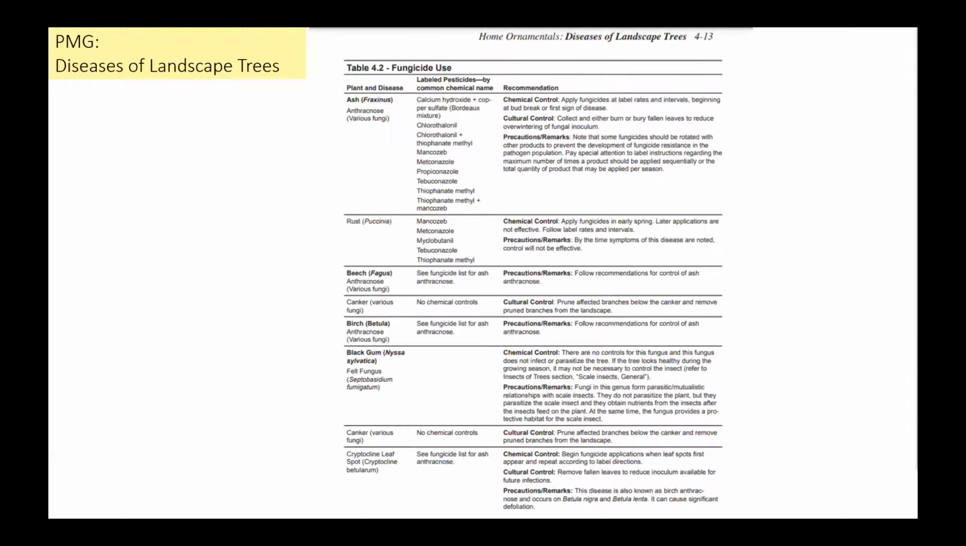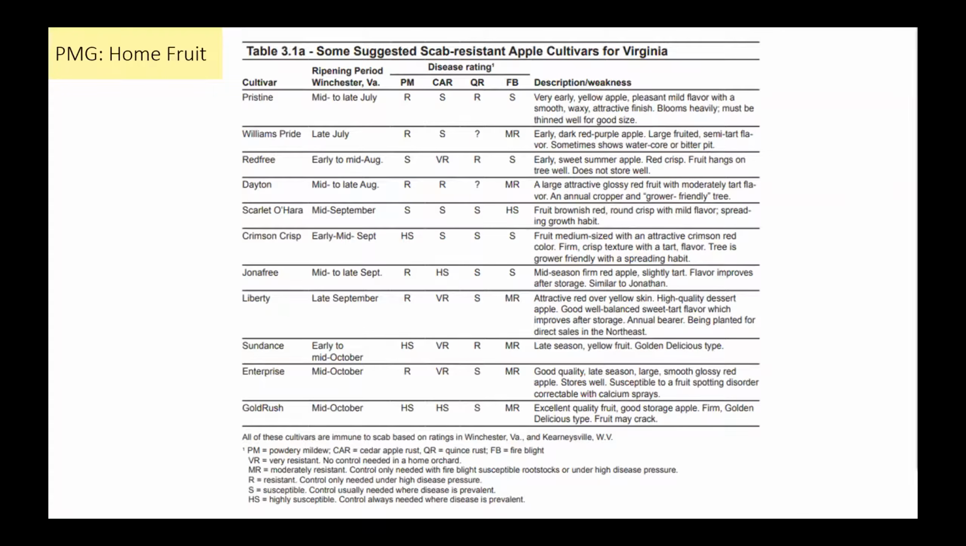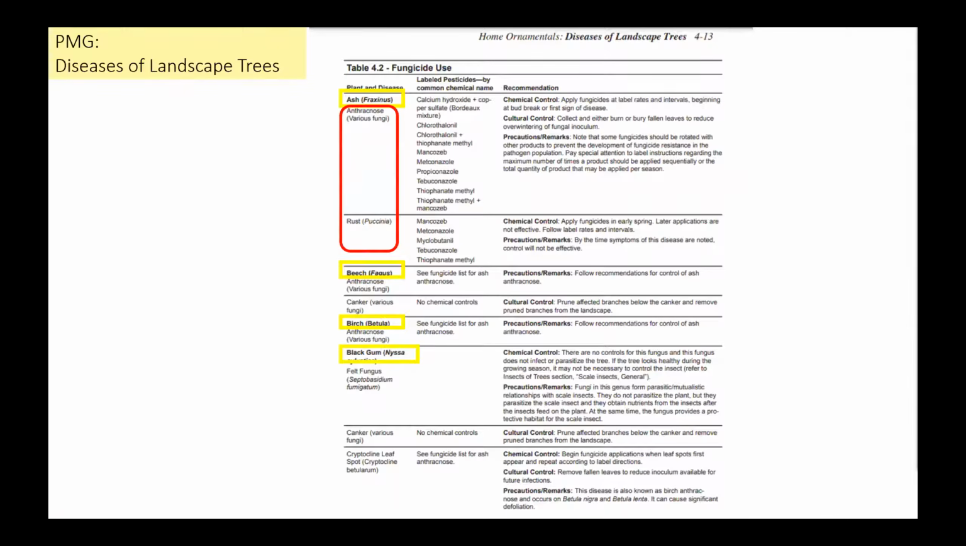The landscape trees section is organized a little differently. We have the common tree names listed, for example, ash, beech, birch, black gum. And then after that are the most common diseases we find, like anthracnose and rust on ash, and on black gum, felt fungus, various cankers, cryptocline leaf spot. And beside that are the chemical controls, and we also have cultural controls included, and any special precautions.